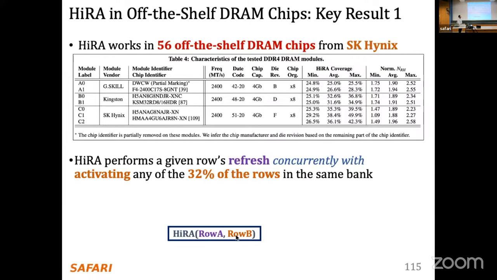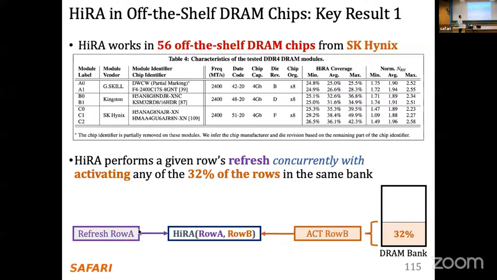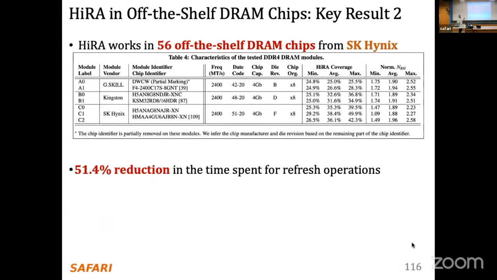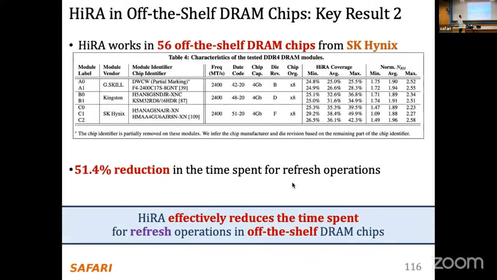You can parallelize the refresh operation of row A with activation of any of these, like 32% of the rows in the DRAM bank. So you cannot pair any row and then do this. And it provides a 51.4% reduction in the time span for refresh operations by overlapping the latencies. By doing so, it effectively reduces the time span for refresh operations, and it provides performance benefits.